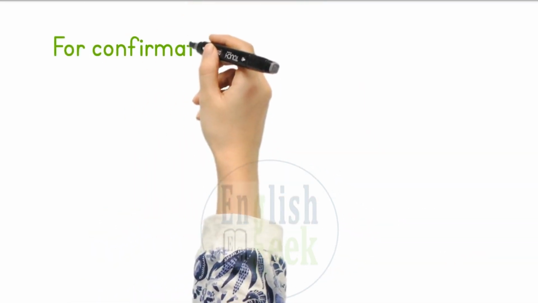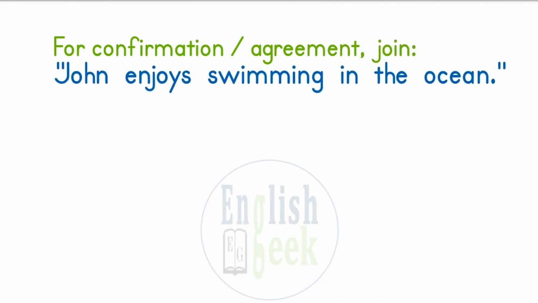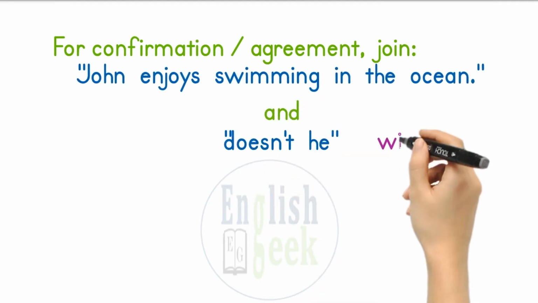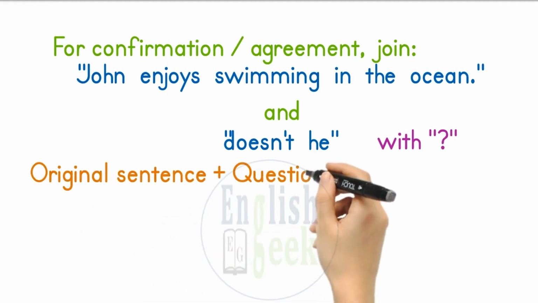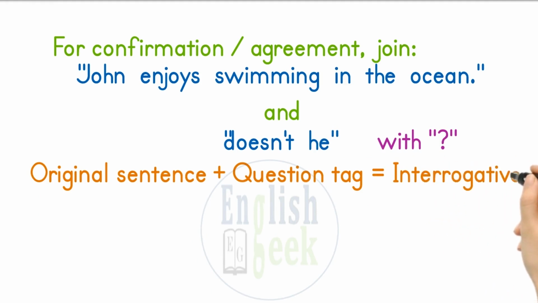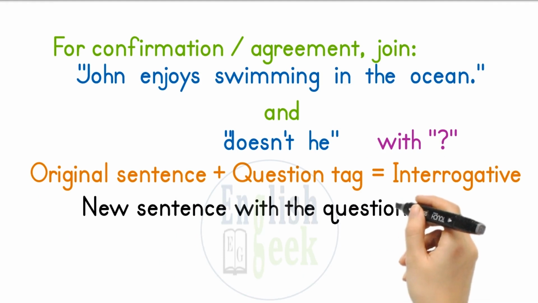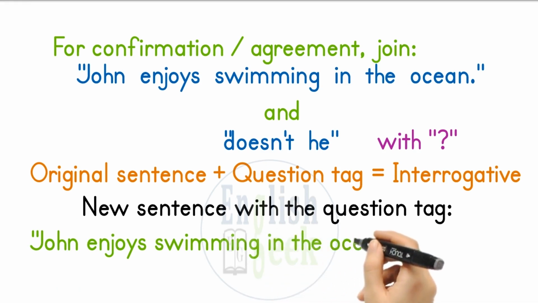In order to seek confirmation or agreement from the listener, the original sentence and the tag, "doesn't he," are joined, and a mark of interrogation is put at the end, making it an interrogative sentence. So, the new sentence formed after adding the question tag becomes, "John enjoys swimming in the ocean, doesn't he?"